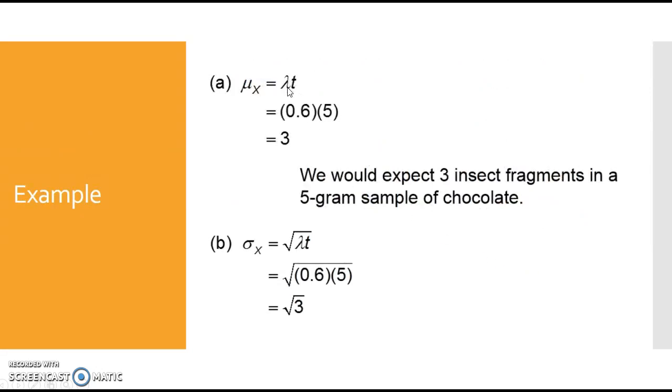Well, we said lambda was 0.6. This time our interval is 5. We multiplied those together. We have 3. So we would expect 3 insect fragments in a 5-gram sample of chocolate. That's how we interpret that. That would be the mean number. Could we have more than the mean? Maybe. Probably not healthy. Could we have less than the mean? Sure. For the standard deviation, we're just going to take the square root of 3. And that finishes up the Poisson distribution.